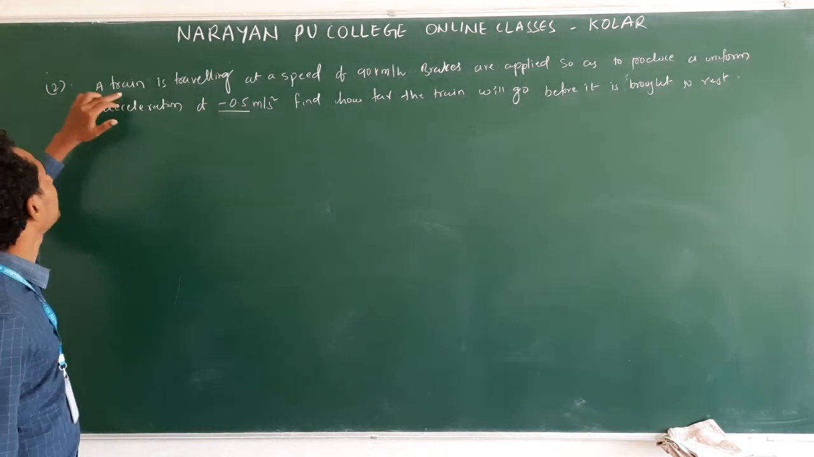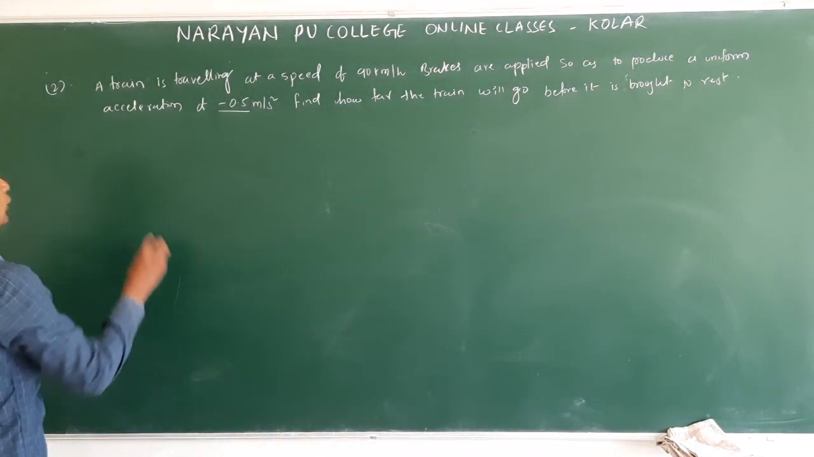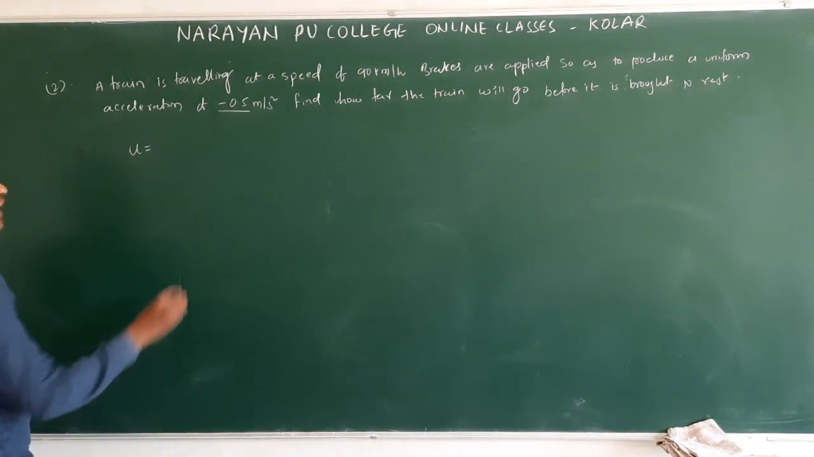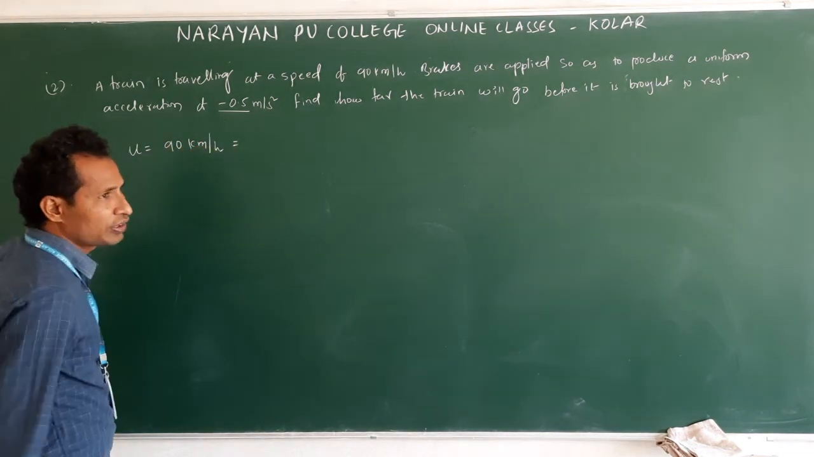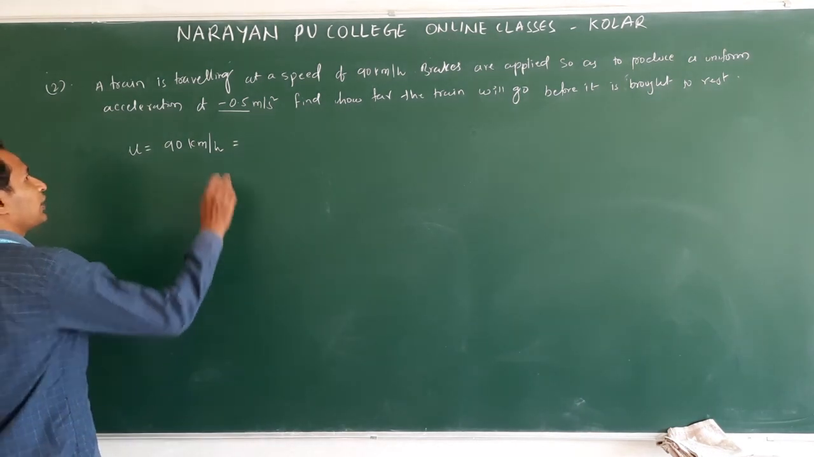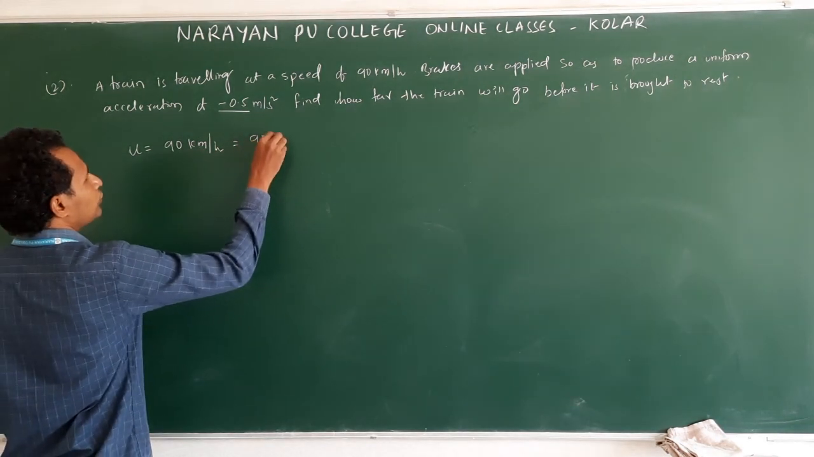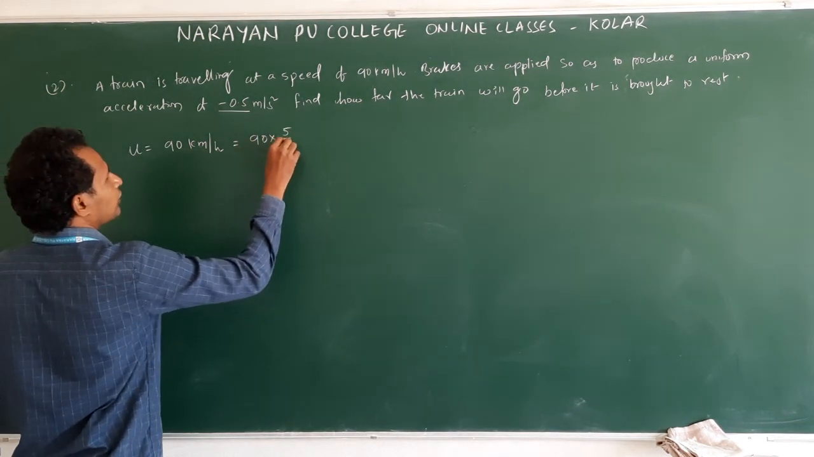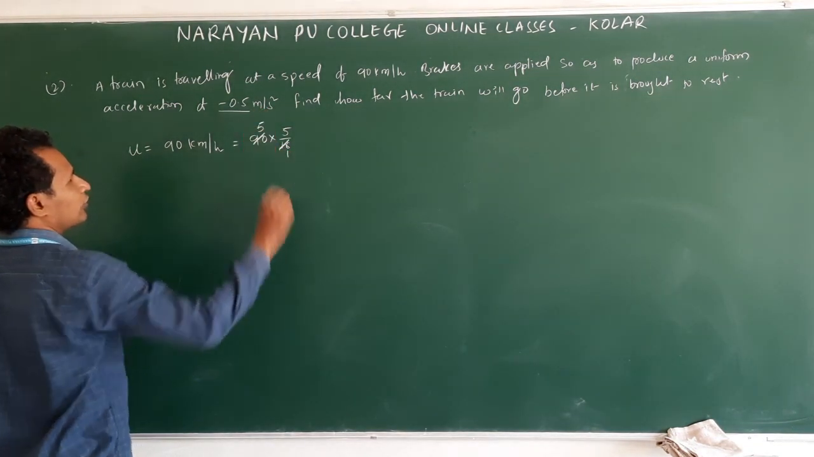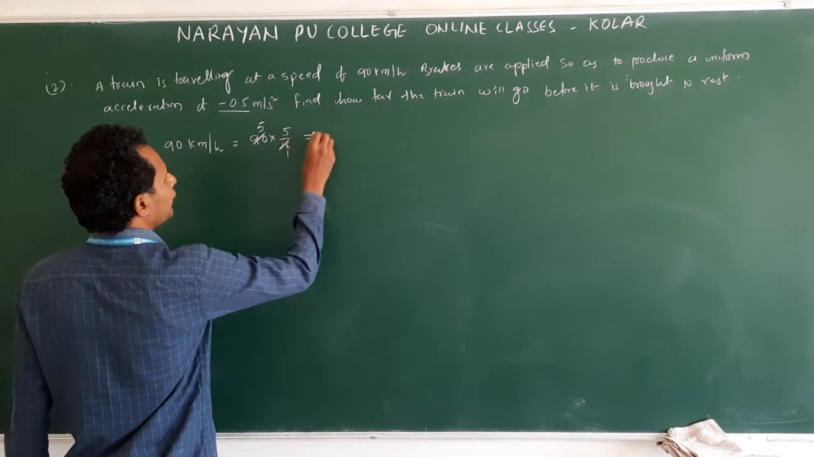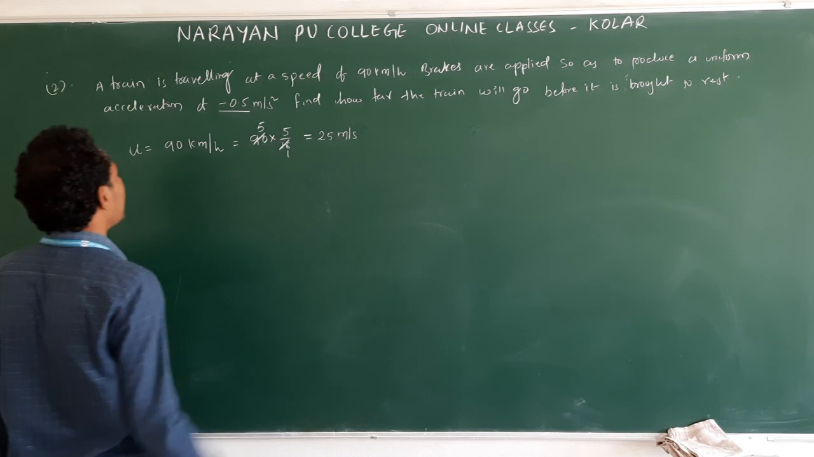Now it starts. Train is traveling at a speed of 90 km per hour. Already it is moving, so initial velocity we will take U as 90 km per hour. Convert this into meter per second because acceleration is in meter per second square. So 90 into 5 by 18. 18 once, 18 twice. 5 into 5, 25 meter per second. Velocity.